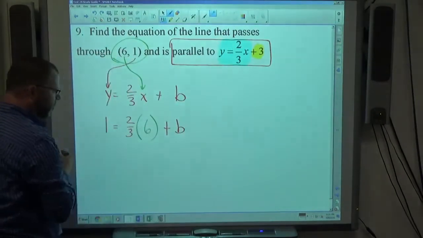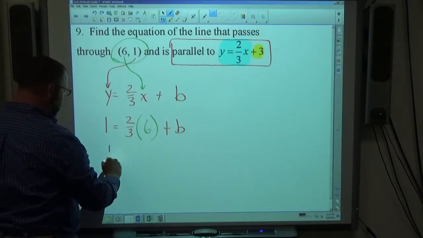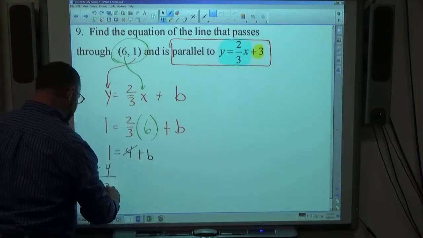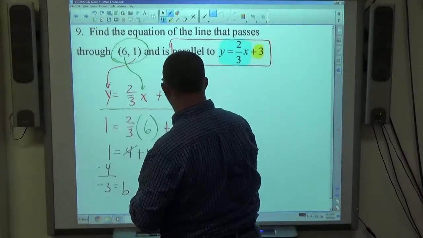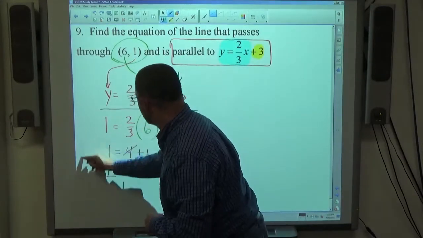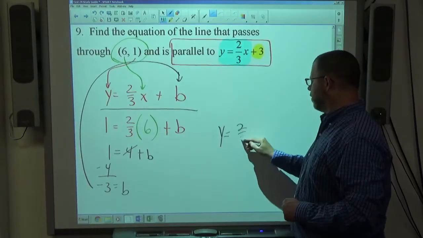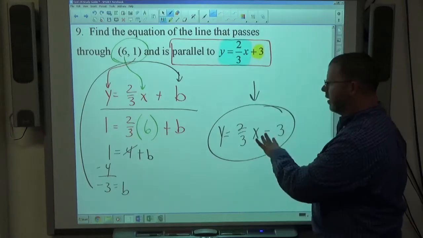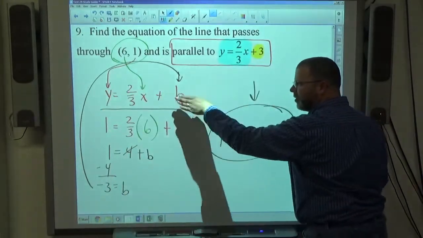Now I just need to solve this equation. 2/3 times 6: 6 divided by 3 is 2, times 2 is 4. Move the 4 to the other side, we get negative 3 is equal to b. So just like that, here's the structure of my answer. I'm going to change b to what b equals. So I'm going to end up with y equals 2/3 x minus 3. I do expect to see an answer looking like this. Don't just put b equals negative 3. Actually write the equation of the line. That's the structure.